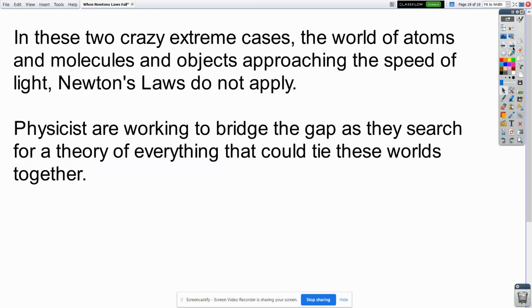In those two crazy extremes, the world of atoms and molecules, the world that's governed by quantum mechanics and quantum physics, and objects approaching the speed of light, those objects that are governed by special relativity, Newton's laws don't apply. Again, you can throw them out the window. Physicists are working on a way to bridge the gap between these worlds, looking for what they call the theory of everything, a single set of equations that would unify all conditions and would work under all conditions. That's one of the holy grails, if you will, of physics.